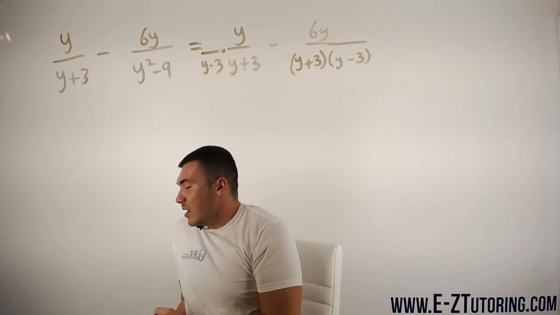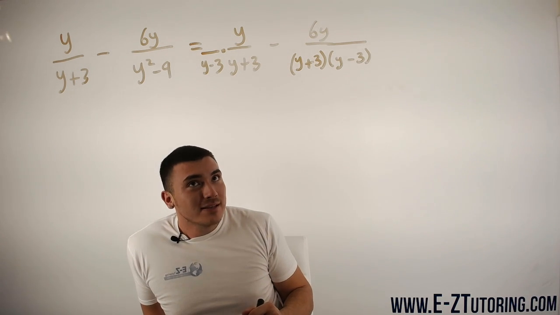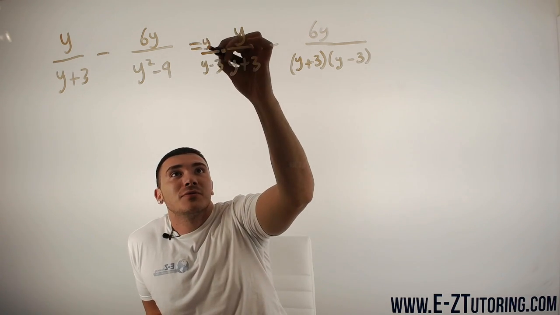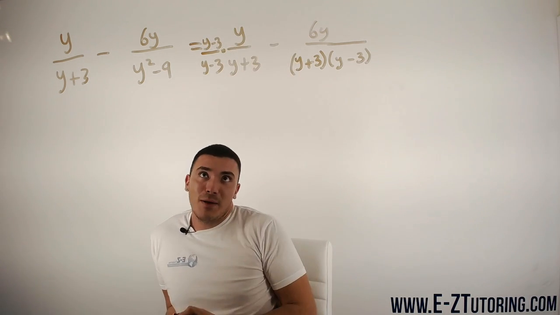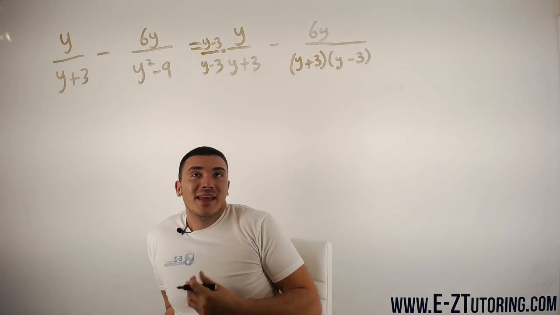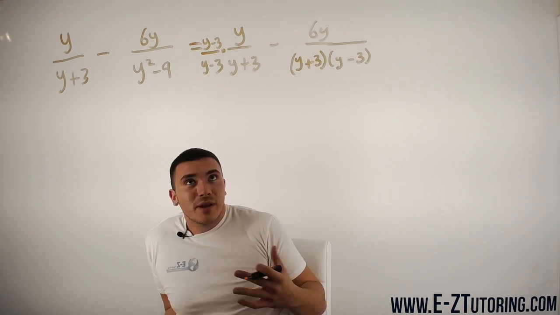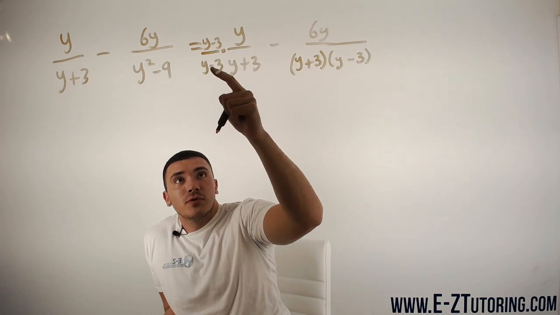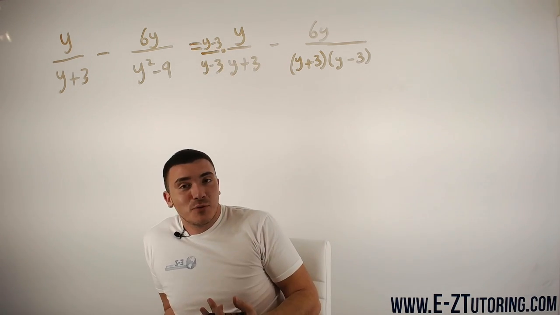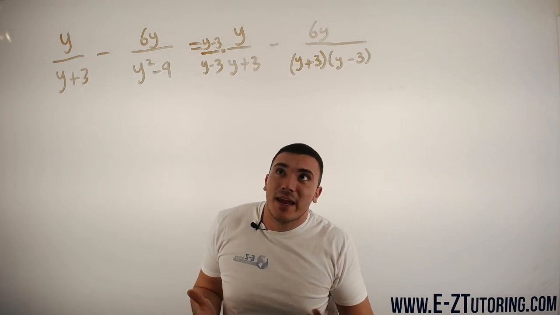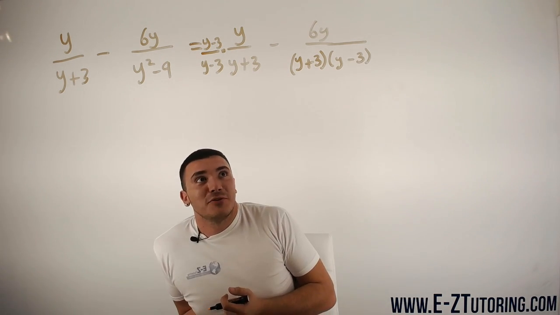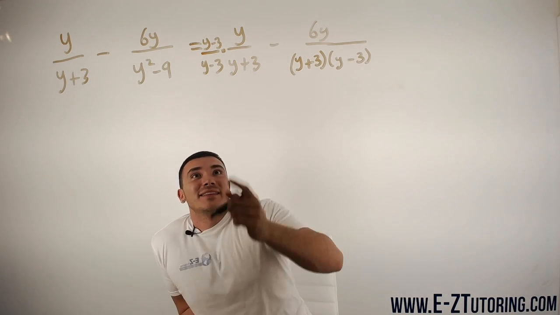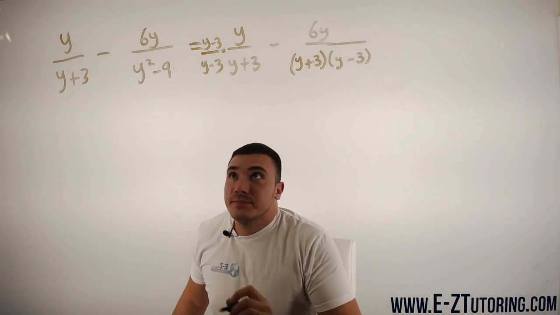Now, if we multiply the bottom by y minus 3, then we also need to multiply the top by y minus 3. This is standard for whenever you add or subtract fractions, because the same thing over the same thing is equal to 1, and you're allowed to multiply any fraction by 1 without changing its value. Anyways, let's go ahead and multiply this out.